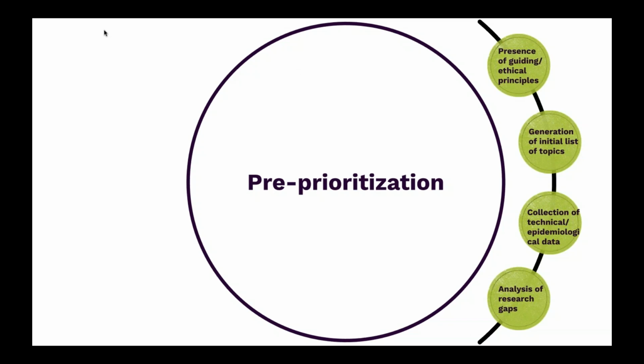Okay. So we found in the literature that during the pre-phase, we have to set the rules and the different guiding ethical principles that will direct this exercise. For example, transparency, public accountability, in order to ensure that the exercise is conducted in a transparent and ethical way. And then we move into the generation of the initial list of topics. And this is very important because we want to determine based on which topics the exercise will be conducted.